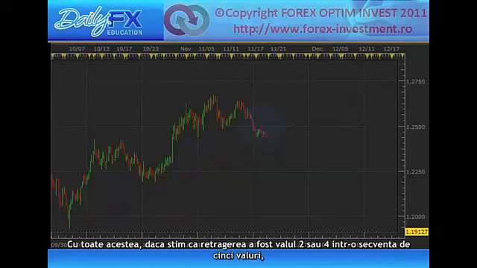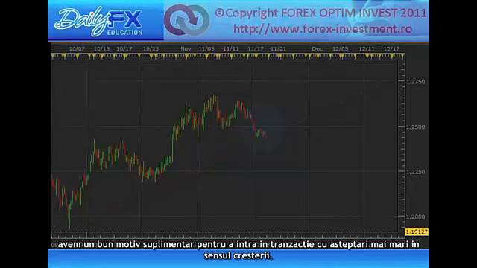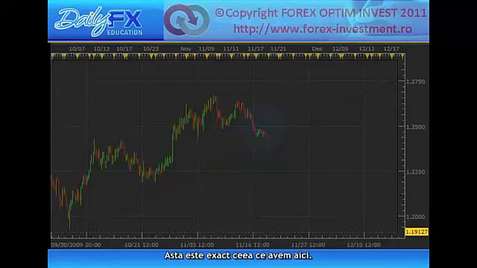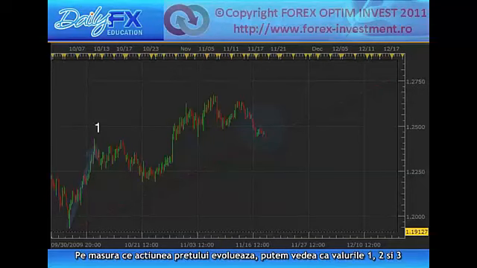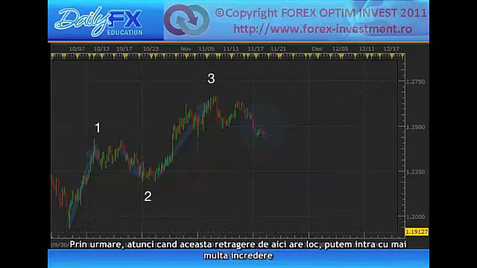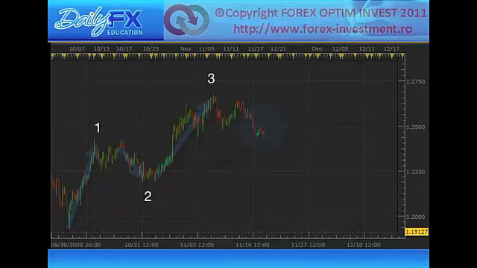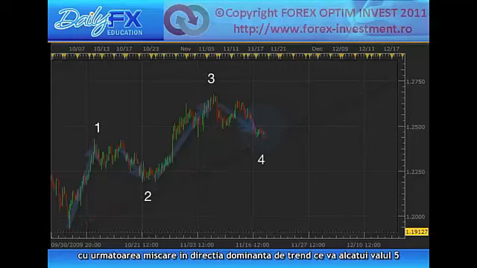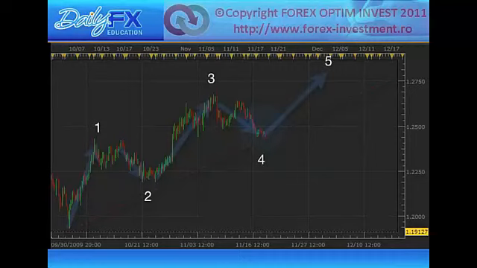However, if we know that the pullback was wave 2 or wave 4 in a 5-wave sequence, we now have another good reason to enter into the trade with the expectation of more upside. And that's exactly what we have here. As price action develops, we can see that waves 1, 2, and 3 begin to form quite clearly. Therefore, when this pullback here occurs, we can more confidently enter into our buy position, as we expect this to be the pullback in wave 4, with the next move in the direction of the trend to form wave 5, which it does.